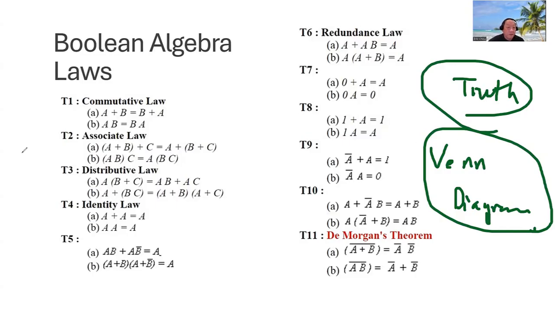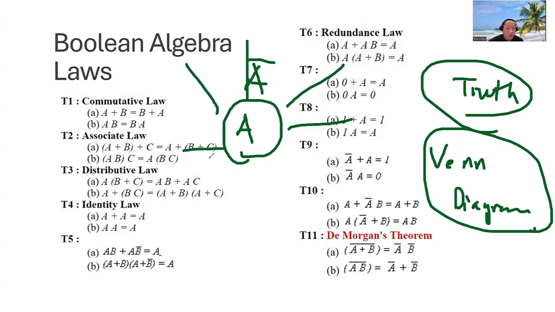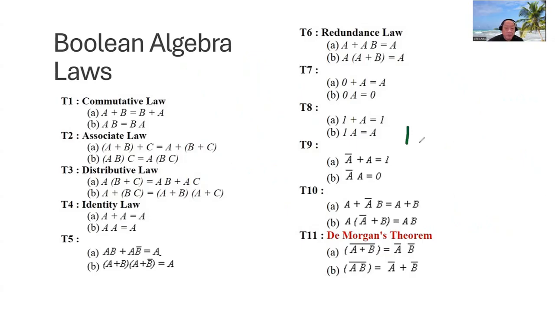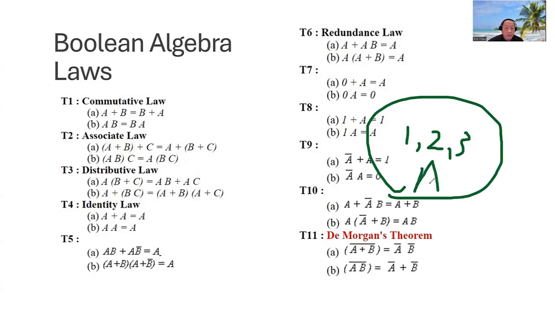So first, let's look at a Venn diagram. A Venn diagram means that when you have a set A, anything outside of A we call not A. Let's assume that we have a set A of 1, 2, 3. Then not A means any integer that is not 1, 2, 3 is in the not A set. So remember that.